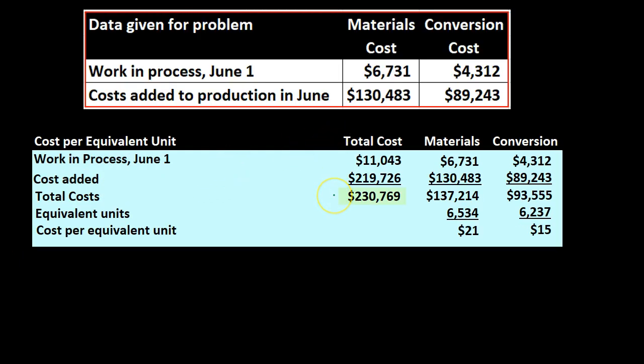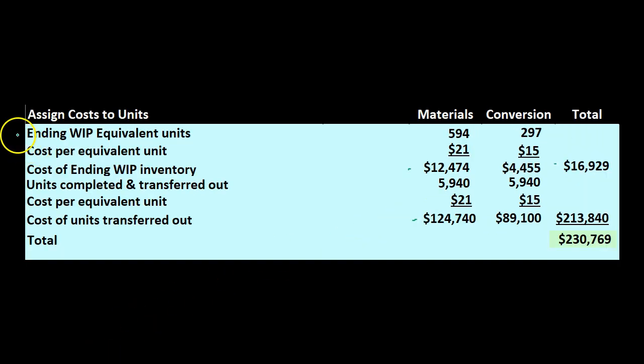So we already had our total costs. Now we used those total costs. We used the cost per equivalent unit to apply out this total cost between the two segments of ending work in process, the costs that are still in the department, and the units completed and transferred out, or the costs that were transferred out. And then this, of course, will be our check figure, which should tie out to total costs.